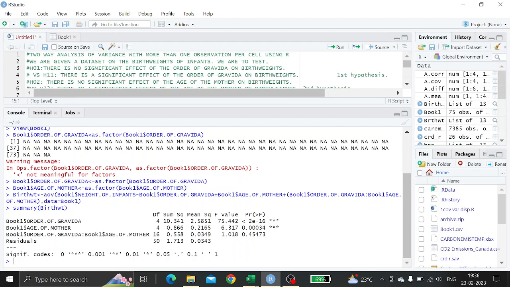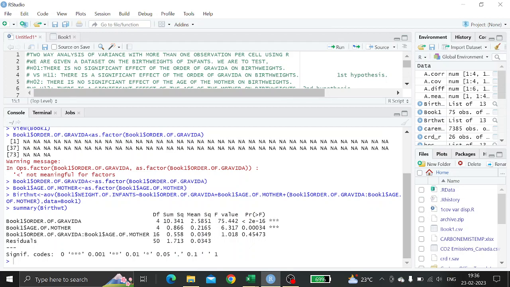So this is the sum of squares, the mean sum of squares, the F values, and the most important part is the P value here. For the factor order of gravida, we could see that the P value is much less than our alpha value, which is by default 0.05. So in this case, as the P value is less than 0.05, we reject the null and conclude that yes, there is a significant effect of the order of gravida on the birth weights.